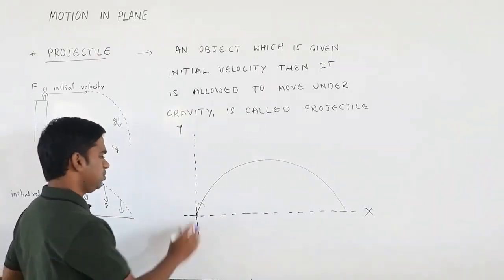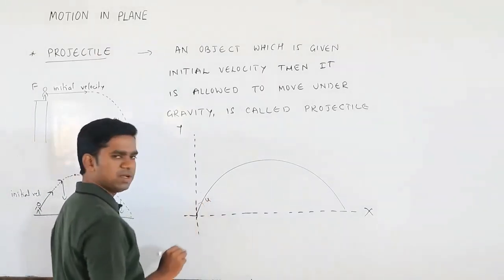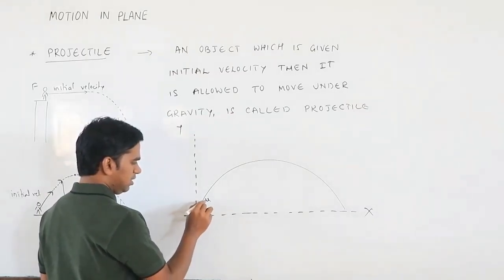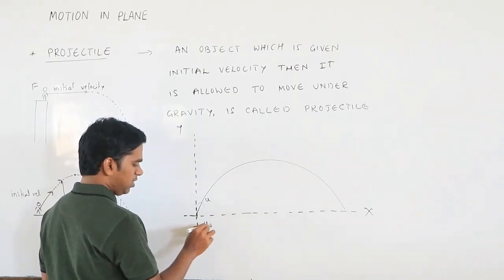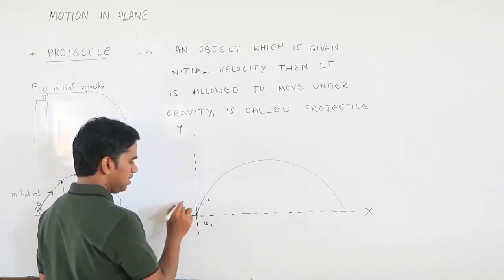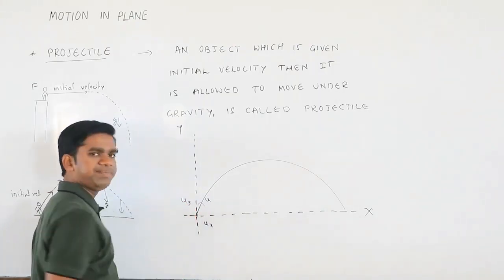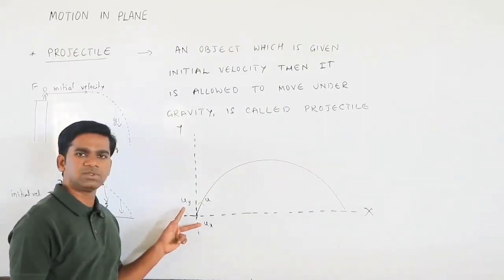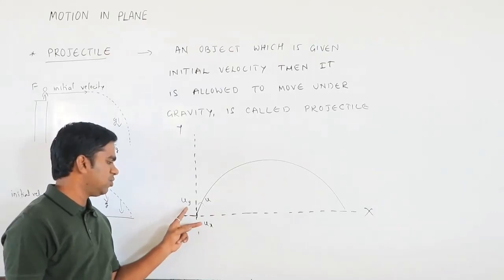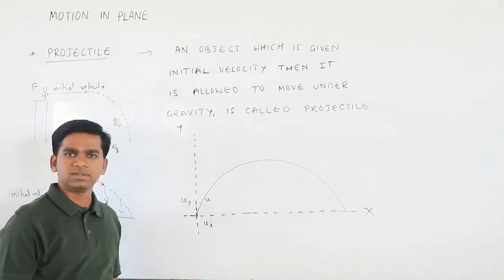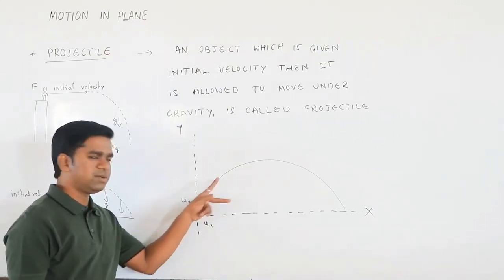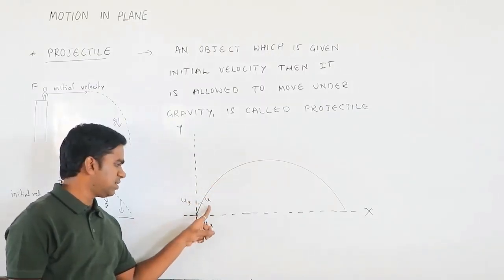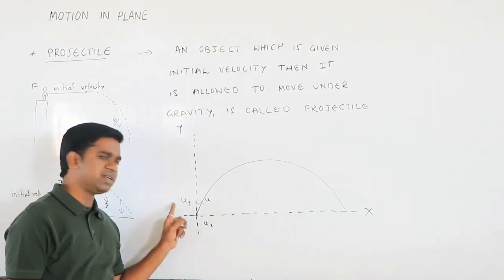So suppose we give some initial velocity here. If you take its component along x, this will become ux. Here it will become uy. That means it is moving under the action of two forces, or it is simultaneously moving in two directions. But it is not moving in two directions. It is moving in one direction. Then what is this direction? This direction is nothing but the resultant of ux and uy.